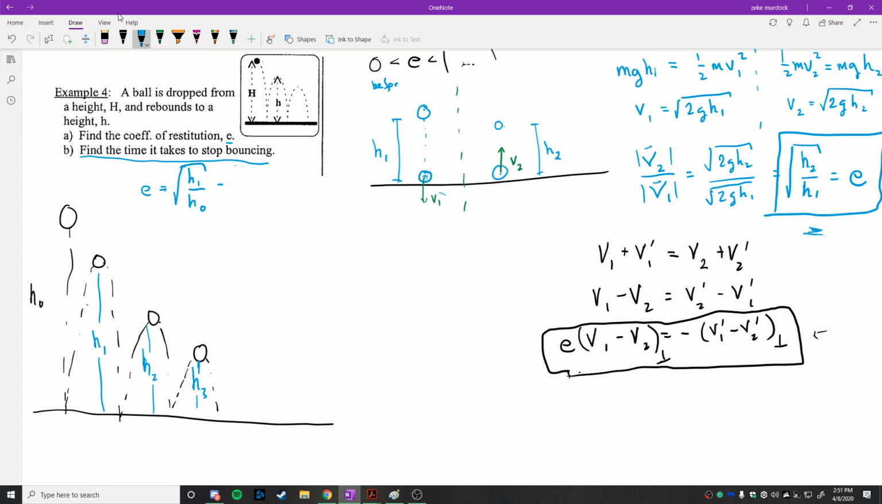It's also worth mentioning that the coefficient of restitution in this case should also be equal to any of the subsequent height jumps, right? So if we also do h2 over h1, or if we do h3 over h2, any of these represents what the coefficient of restitution is. That's important. Okay, first things first, how do I figure out the time that it takes to fall the first time? Anyone know?